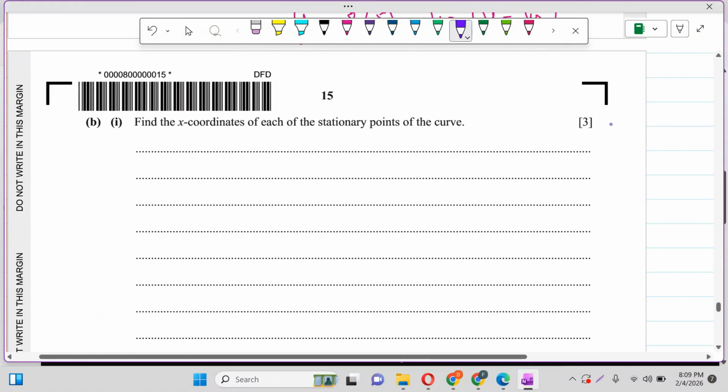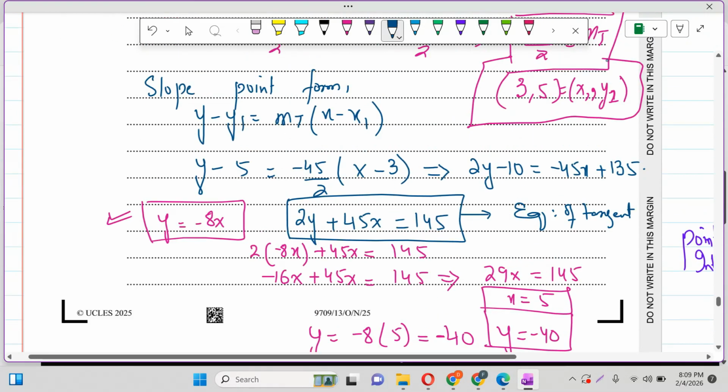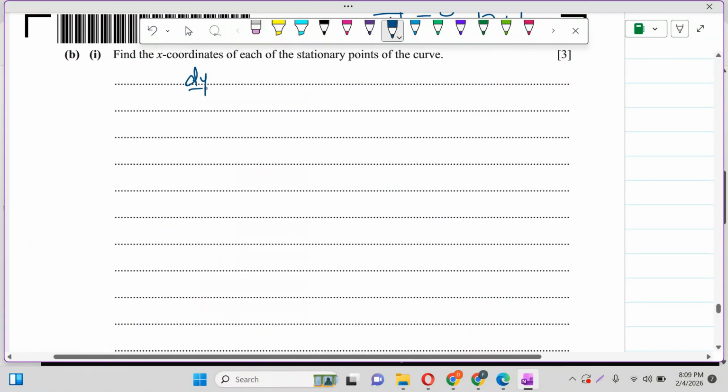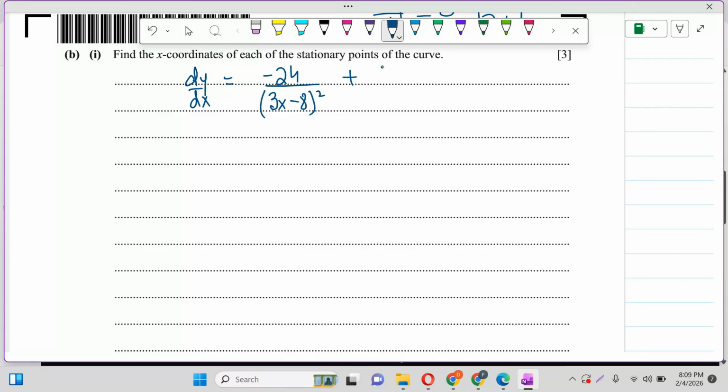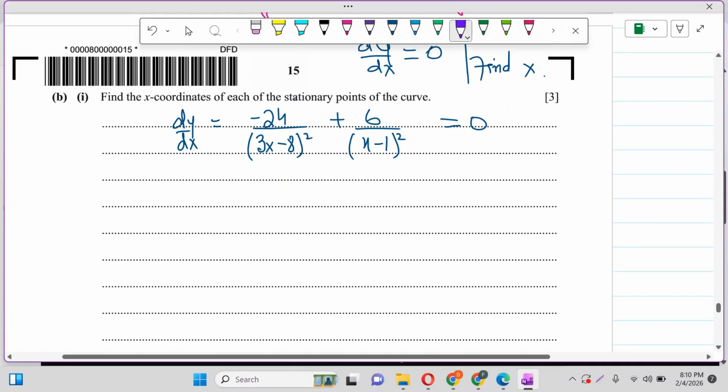Now let's move to part B. Find the x coordinate of each of the stationary points of the curve. To find the x coordinate of the stationary points, we need dy/dx and we need to equate it with 0. Using this equation, we can find the x coordinate. We already have the derivative of the curve: dy/dx = -24/(3x - 8)^2 + 6/(x - 1)^2. Now we will equate it with 0 to find the x coordinate of the stationary points.